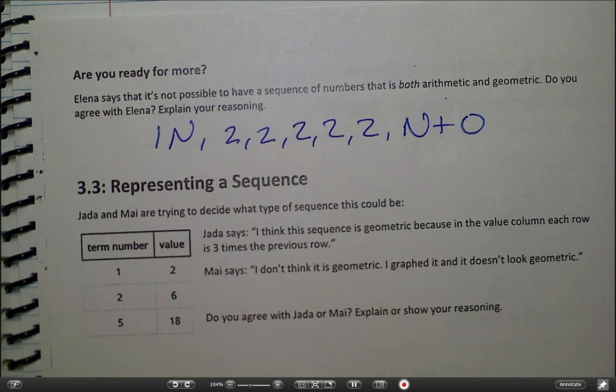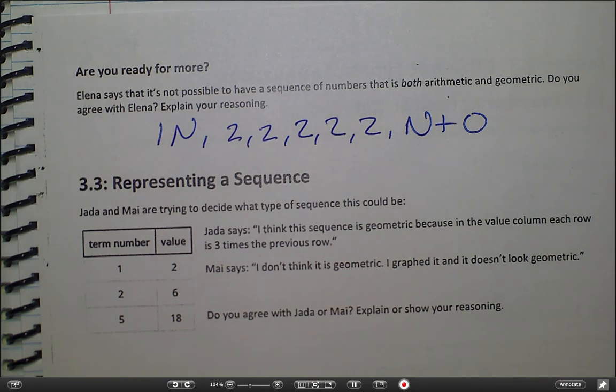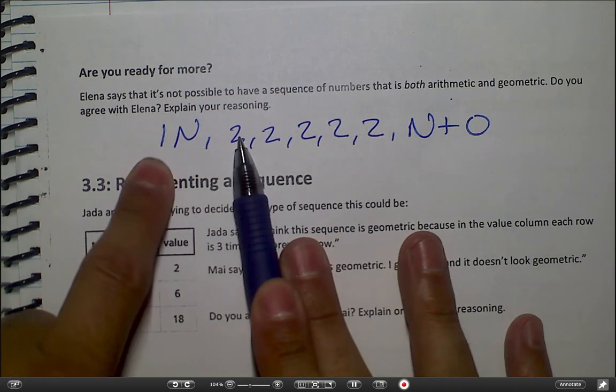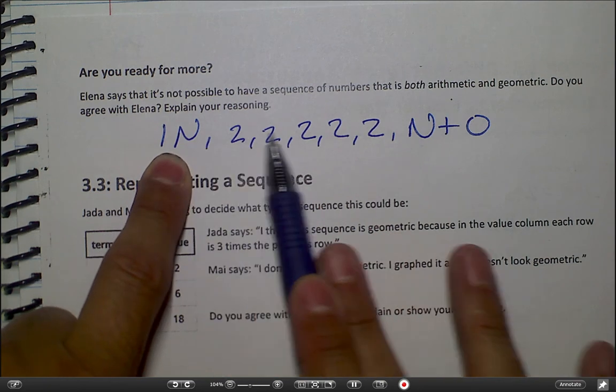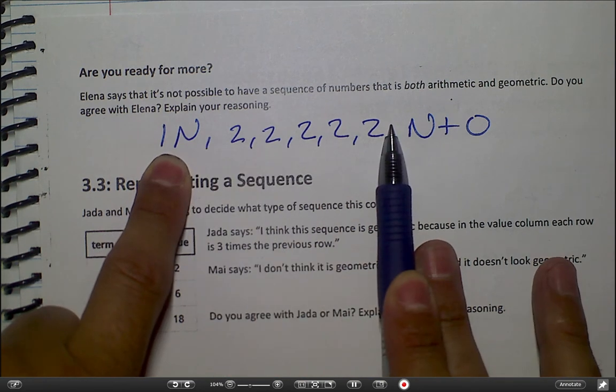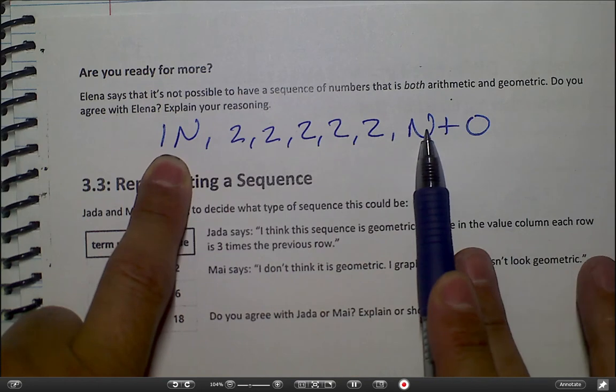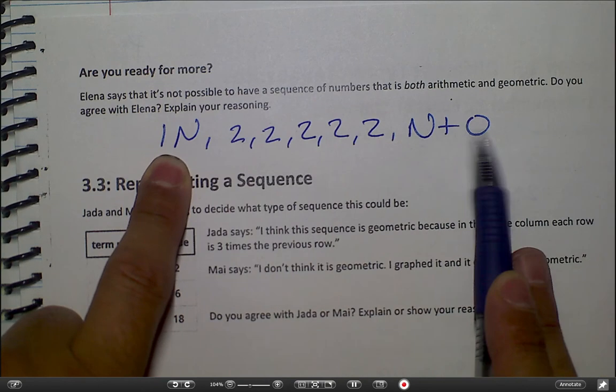All right. Let's take a look. Okay. Do you guys see where this one comes in? So 1 times 2 is 2. 1 times 2 is 2. So it's the pattern that keeps continuing. And it's the same if I add 0 to the previous number.